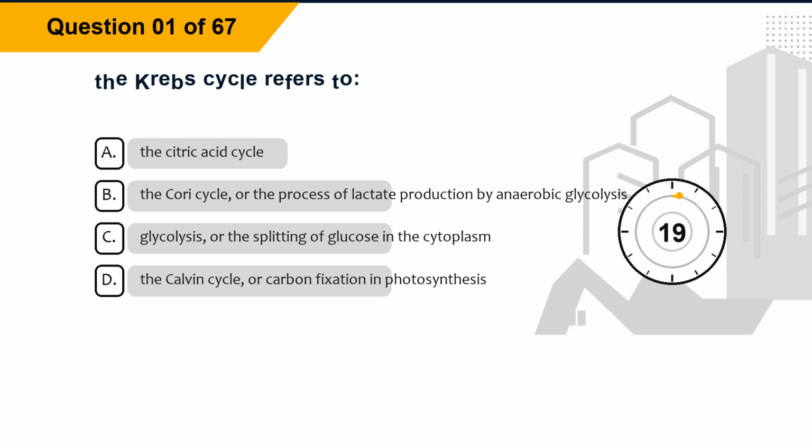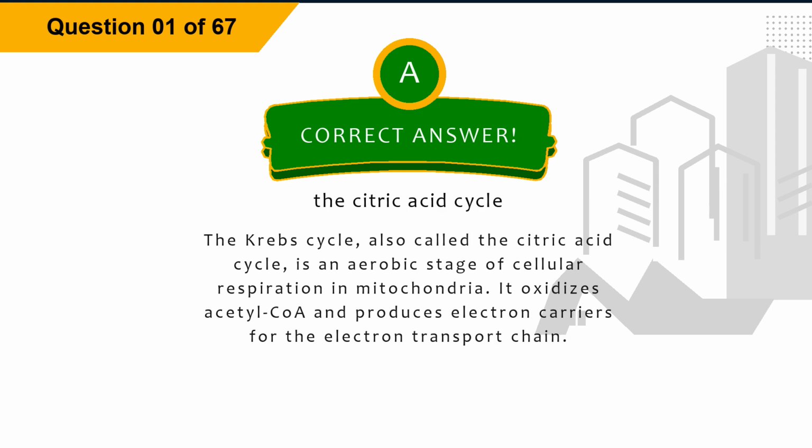Question 1. The Krebs cycle refers to Option A, the citric acid cycle, Option B, the Cori cycle, or the process of lactate production by anaerobic glycolysis, Option C, glycolysis, or the splitting of glucose in the cytoplasm, Option D, the Calvin cycle, or carbon fixation and photosynthesis. The correct answer is Option A, the citric acid cycle. Explanation. The Krebs cycle, also called the citric acid cycle, is an aerobic stage of cellular respiration in mitochondria. It oxidizes acetyl-CoA and produces electron carriers for the electron transport chain.